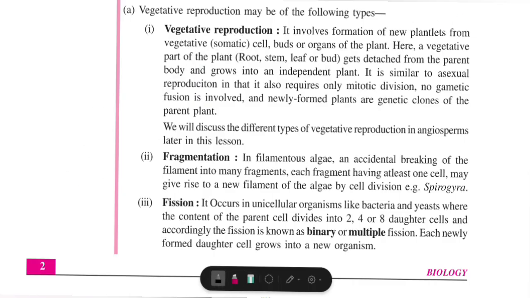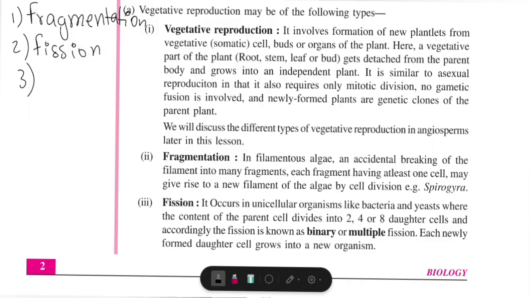Now, as I told earlier, there are total 3 types of vegetative reproduction. The first one is fragmentation. Second one was, what was second one? The second one was fission, and the third one was budding. Now, what is fragmentation? Let us focus on fragmentation.